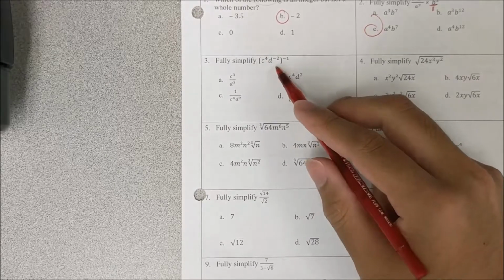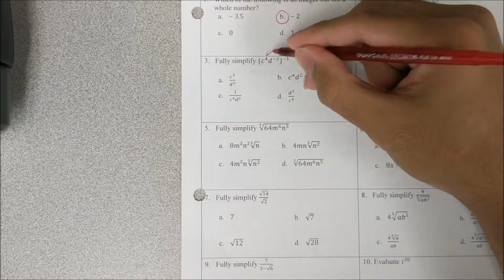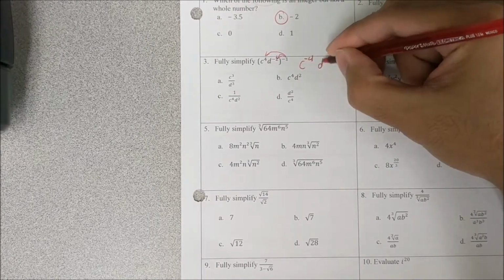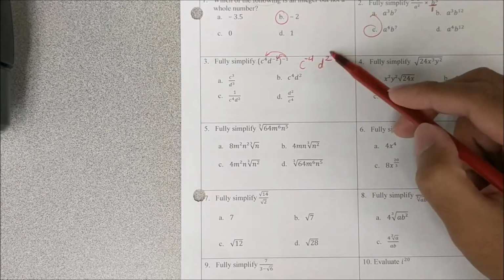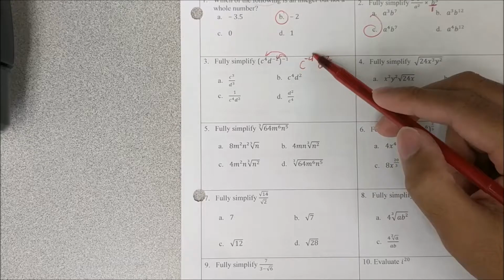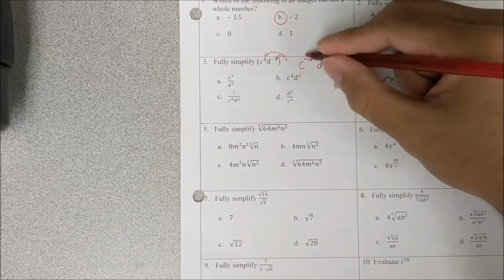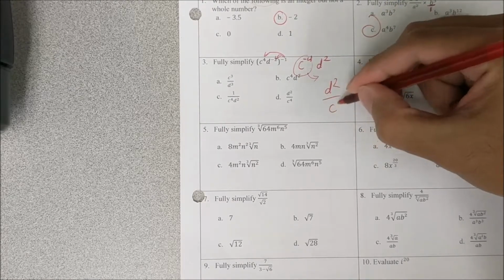Okay, simplify. So when we have exponents to other exponents, we multiply them. So we get c to the negative 4th, d to the positive 2nd. So d to the 2nd power is fine, but c to the negative 4th, we don't like leaving negative exponents in our final answers. So this shifts to the denominator. So that becomes d squared over c to the 4th.